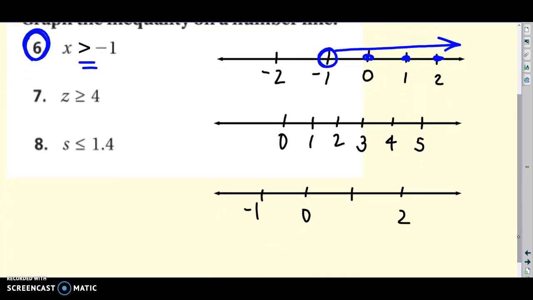Then I have Z is greater than or equal to 4. So Z can be 5 or 6. It could even be 4 or 5 or 6. So when it does include 4, I close the circle and show anything this way would work. And then S is less than or equal to 1.4. So find 1.4 would be about here. And anything smaller than that, including 1.4 and anything smaller. So I show my arrow that way.